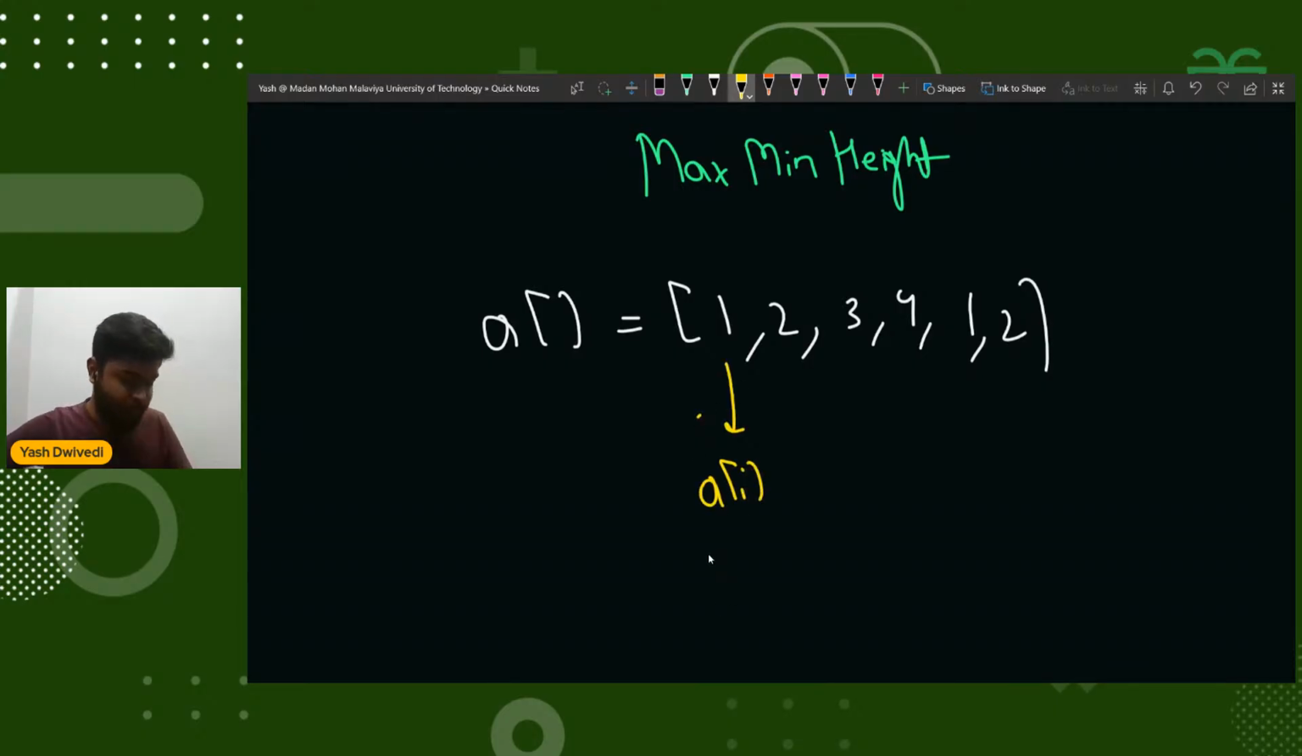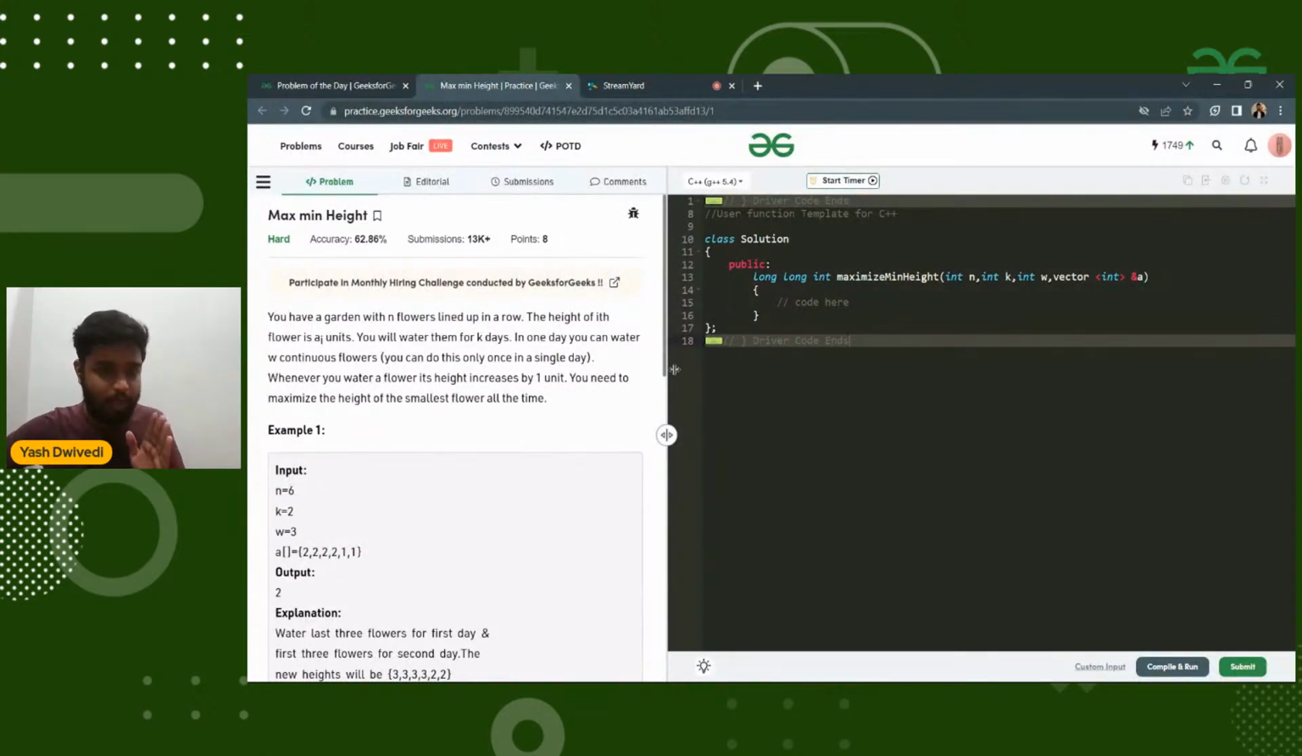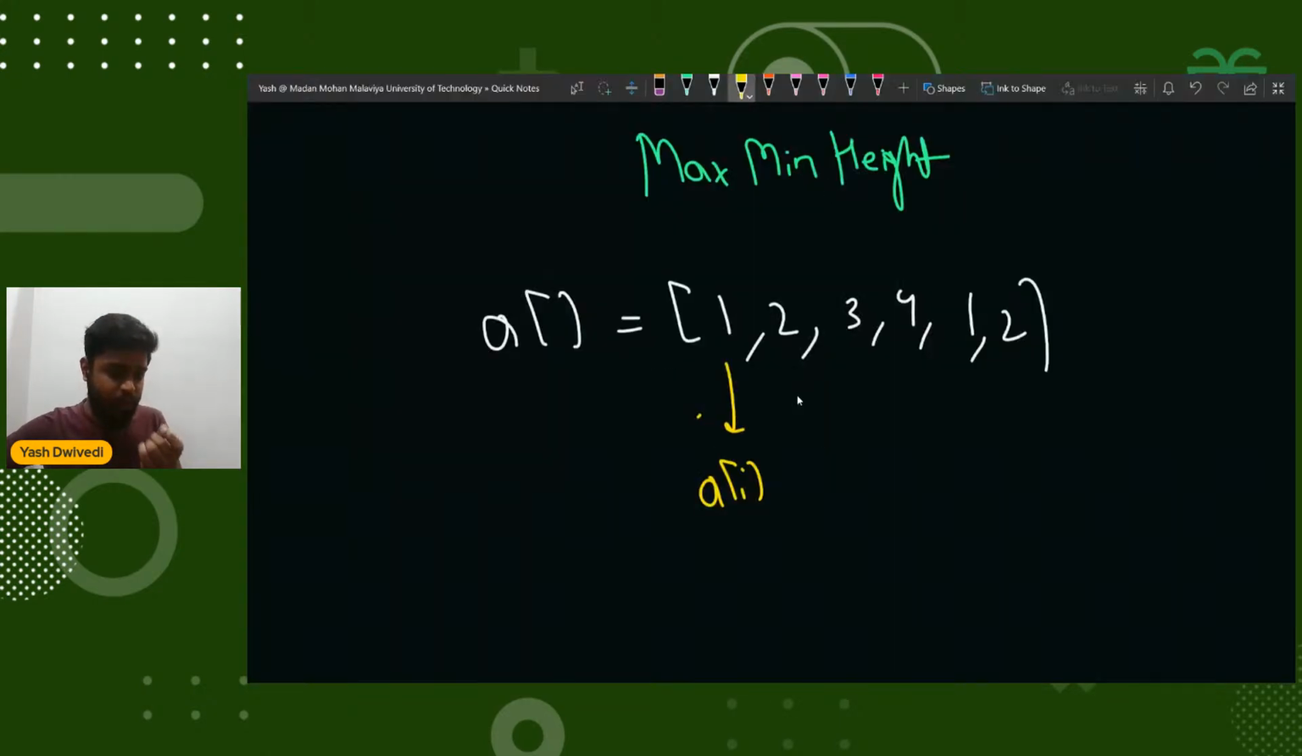Is that clear to everyone? Please write +1 in the chat. What does A of i indicate? A of i is indicating the height of a particular ith flower. If you're clear with this point, you can hit the like button as well. A of i denotes the height of the ith flower.